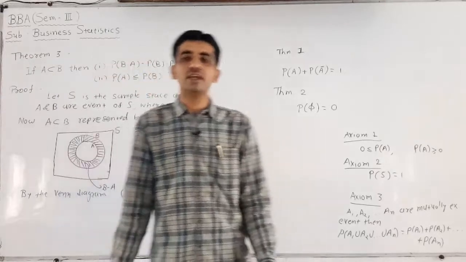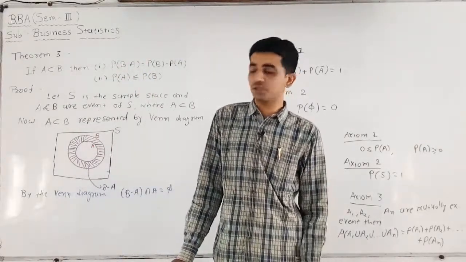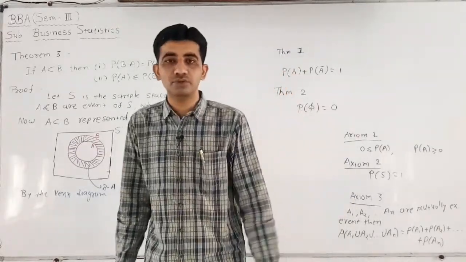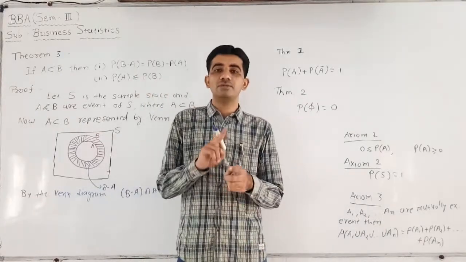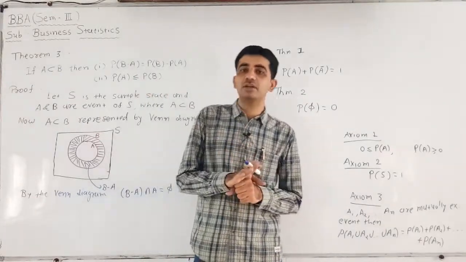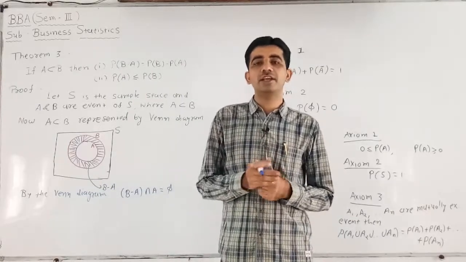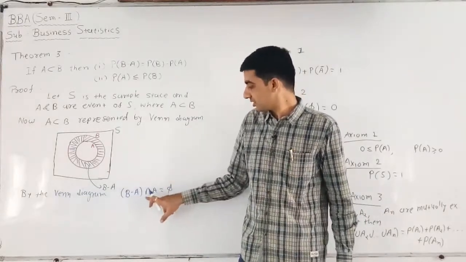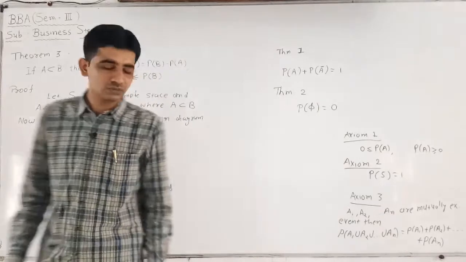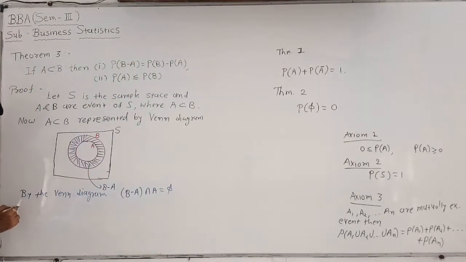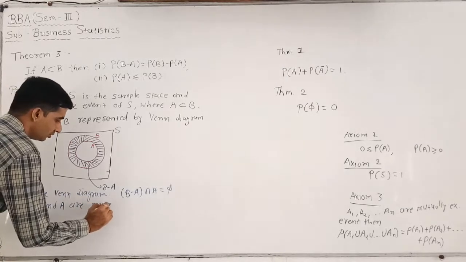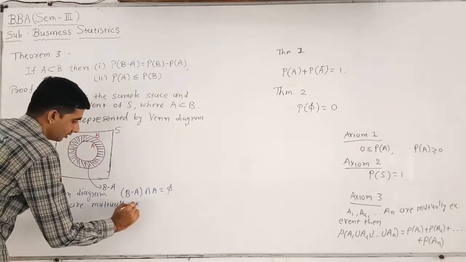So B minus A and A are mutually exclusive events. Because we know the definition of mutually exclusive events: if A and B are events of S, then A intersection B is equal to phi, then A and B are called mutually exclusive events. So B minus A intersection A is equal to phi. It means that B minus A and A are mutually exclusive events.